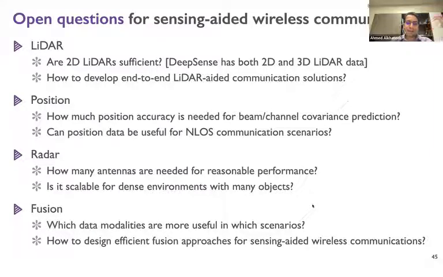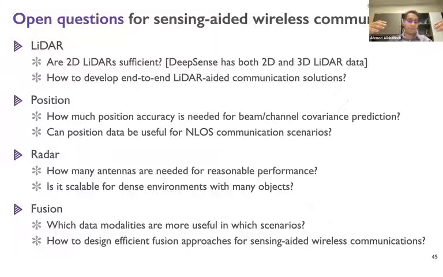And radar: how many antennas do we need to have reasonable performance? Is it scalable to dense deployments with multiple objects? How about fusion of these different modalities? Every modality has different advantages and drawbacks. If we want to fuse, interestingly, many devices already have multiple of these sensors. Autonomous vehicles maybe have camera, radar, LiDAR, and so on. So probably the sensors are there.